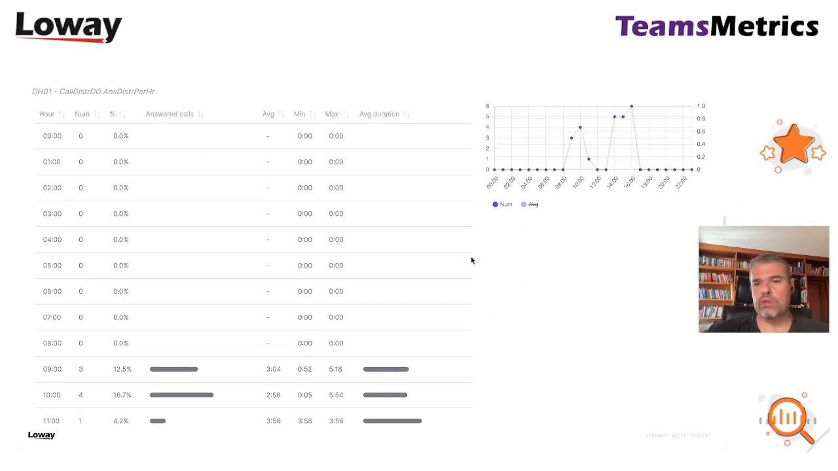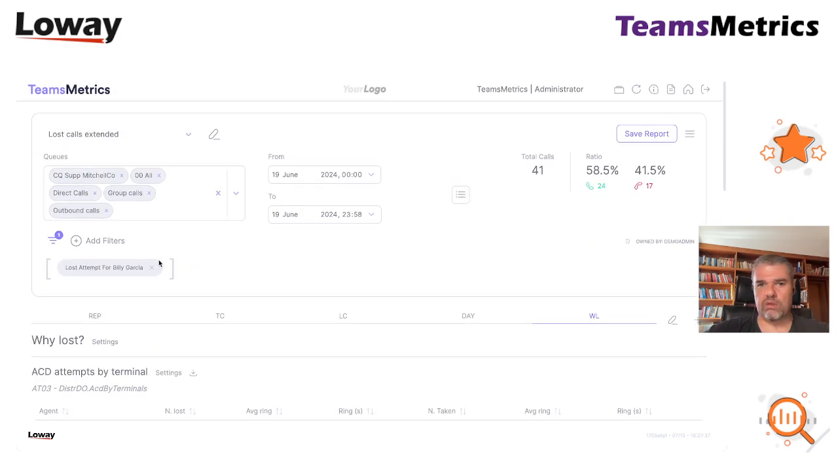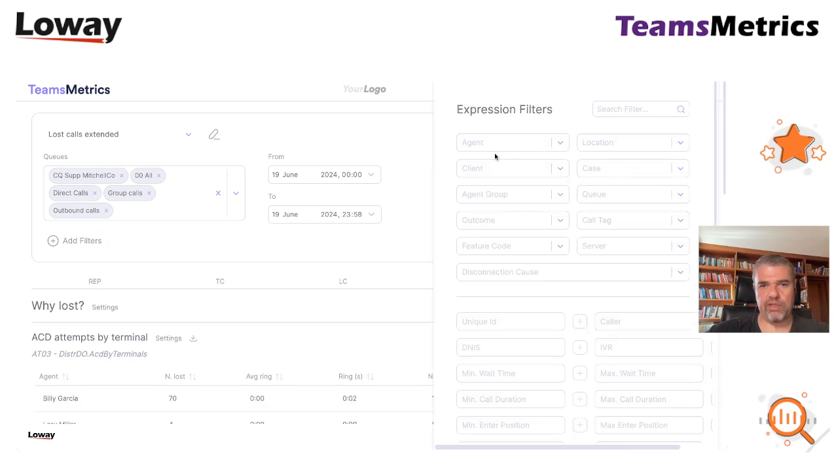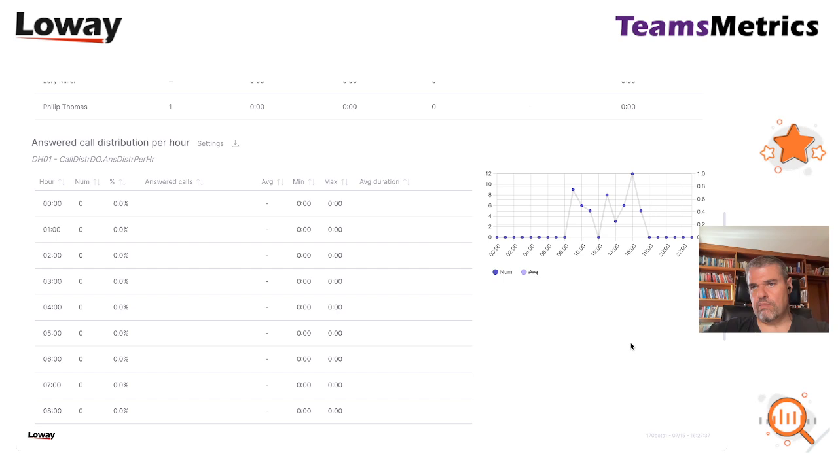What we want to see is the distribution of these calls. We can see that a lot of these calls happen between 2 and 4 p.m. So the majority of the calls for this agent were between 2 and 4 p.m. What we want to understand, remember that at 2 p.m. they were not doing a lot. So if we put in a filter for Billy, okay, they were not especially busy.